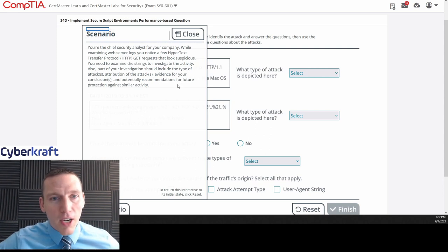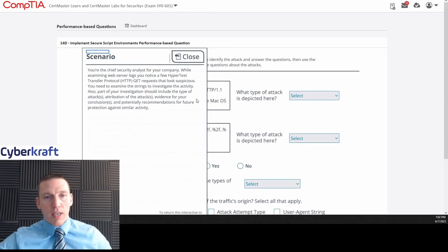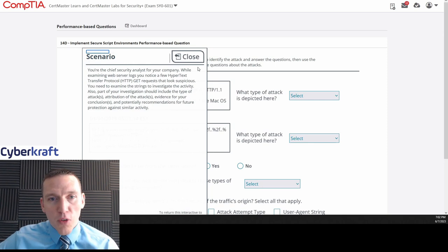Okay, let's see the scenario. You're the chief security analyst for your company. While examining web server logs, you notice a few hypertext transfer protocol GET requests that look suspicious. You need to examine the strings to investigate the activity. Also, part of your investigation includes the type of attacks, attribution of the attacks, evidence for your conclusions, and potentially recommendations for future protection against similar activity. All right, so not a very helpful scenario, I don't think.